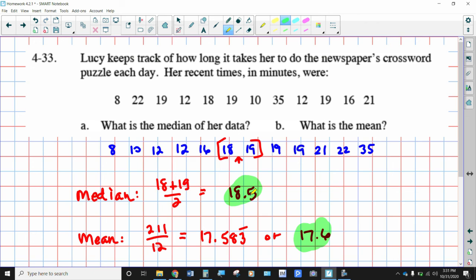At any rate, it doesn't really matter. Both of those are relatively close to each other. Takes are between 17 and 18 minutes, or between 17 and 19 minutes every single day to complete the puzzle. That seems about right.